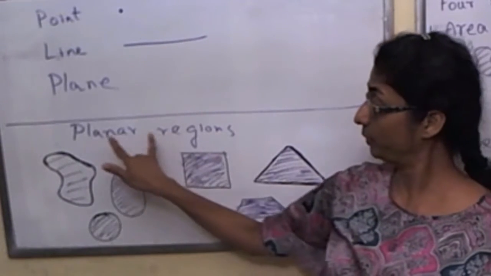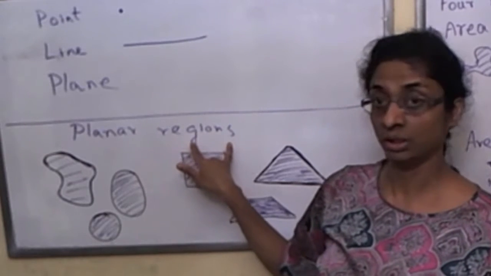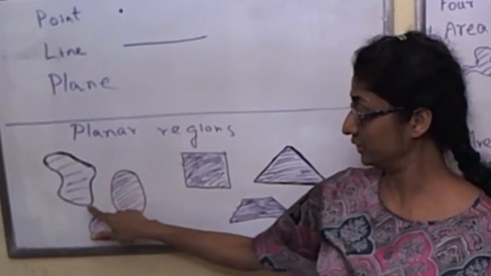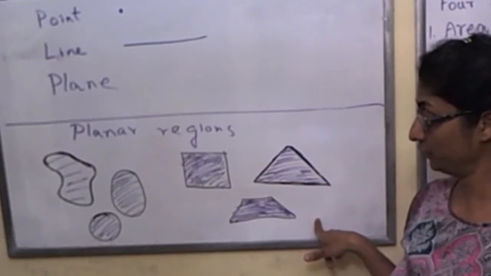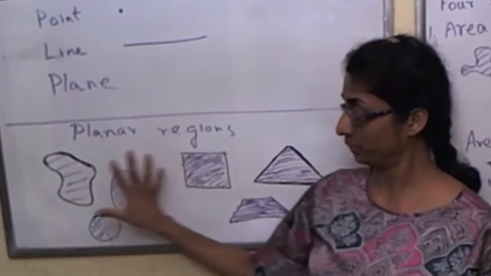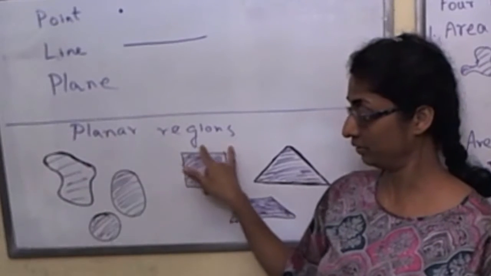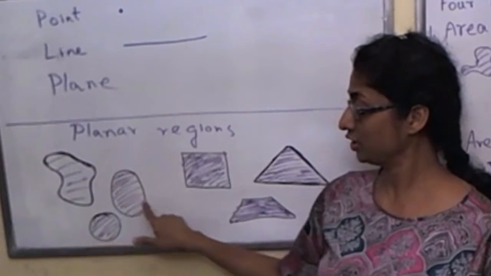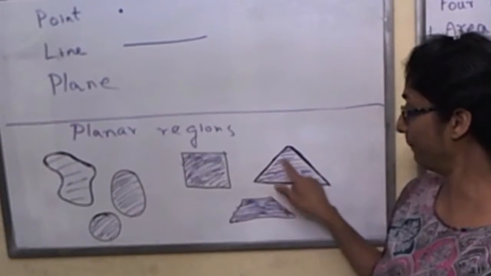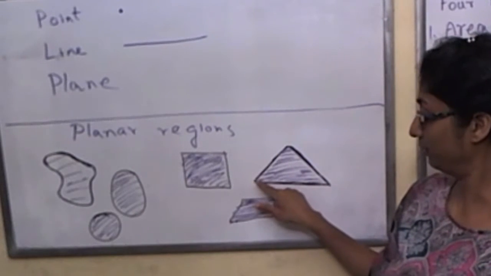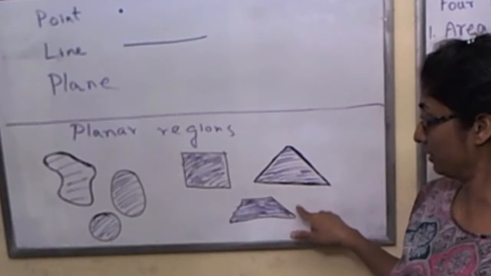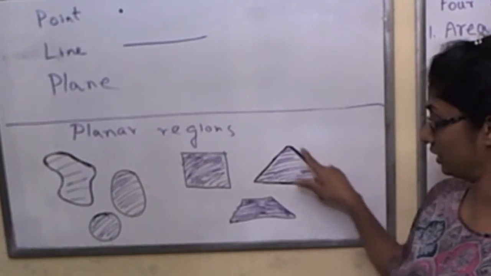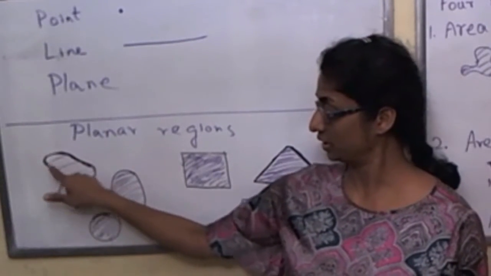And now, planar regions. Planar regions are figures such as this, the ones I've drawn here. I've drawn these figures on the plane. That's why they're called planar regions. And notice each figure has a boundary curve. And I've drawn a thick curve. For these figures, the boundary curves are straight lines. Here, they're not straight lines.